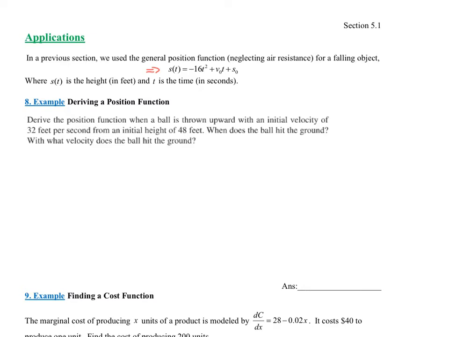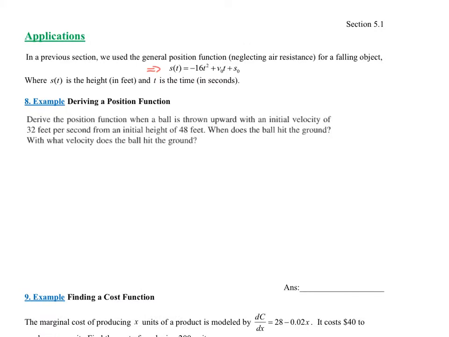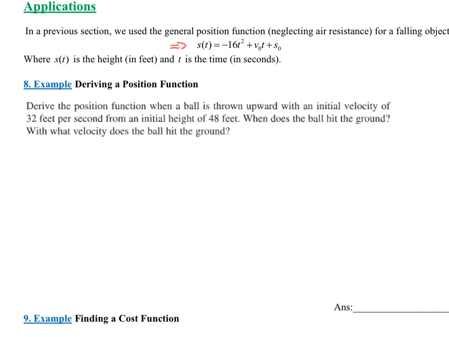All right, so let's look at example 8, deriving a position function. Derive the position function when a ball is thrown upward with an initial velocity of 32 feet per second from an initial height of 48 feet. When does the ball hit the ground? With what velocity does the ball hit the ground? So we could use this original function, plug in the given information, and see what we should get. So let's figure out what this is.